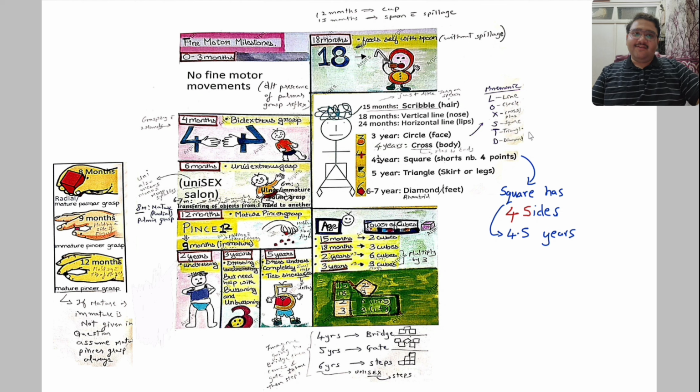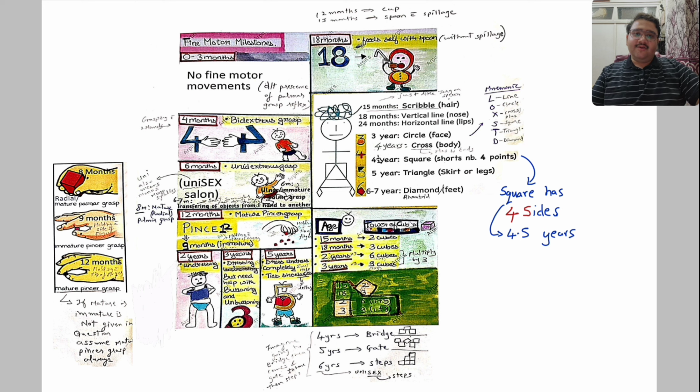With this mnemonic you can also remember the sequence. LOXSTD is the mnemonic. L stands for line, O stands for circle, X stands for cross or plus, S stands for square, T stands for triangle, and D stands for diamond.